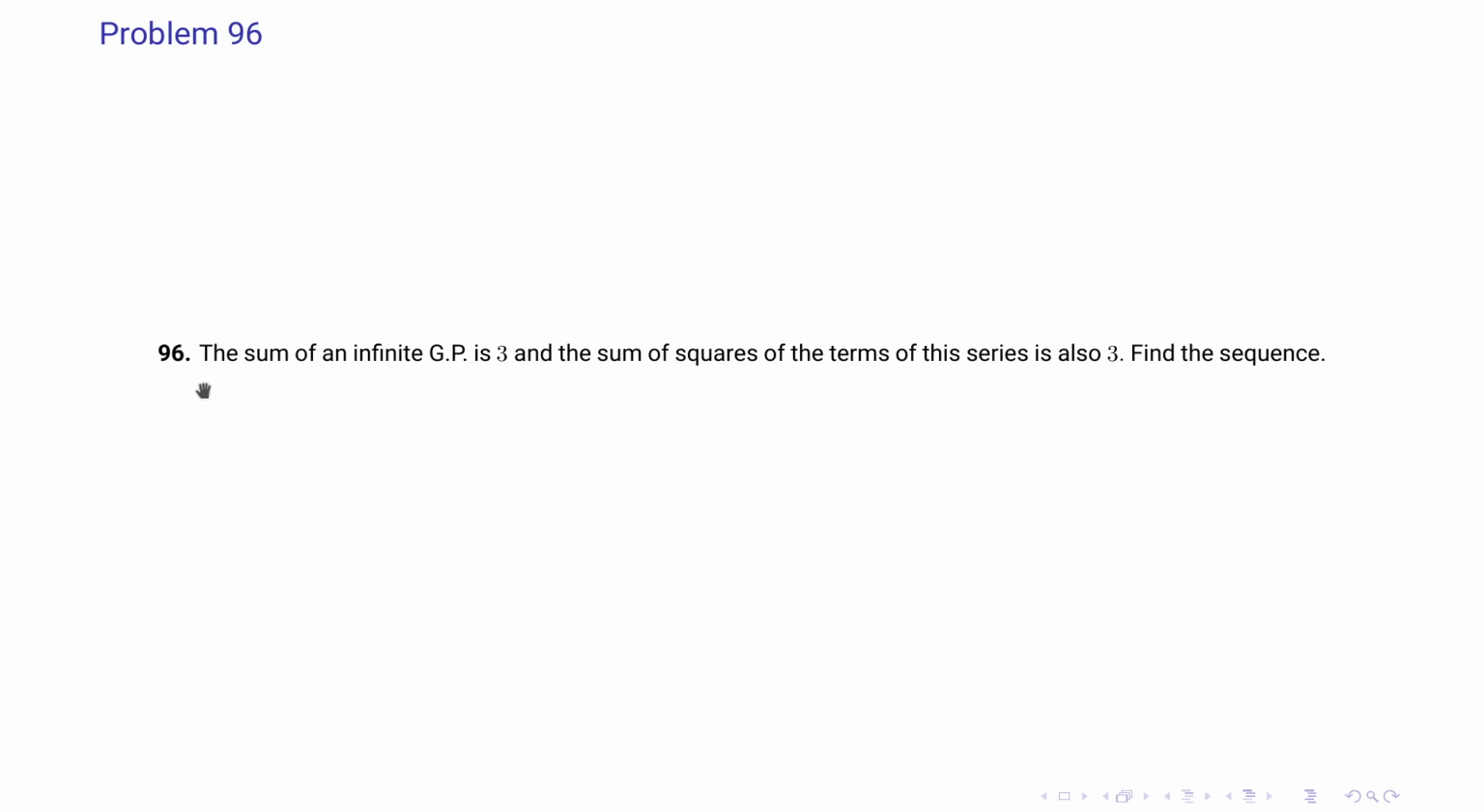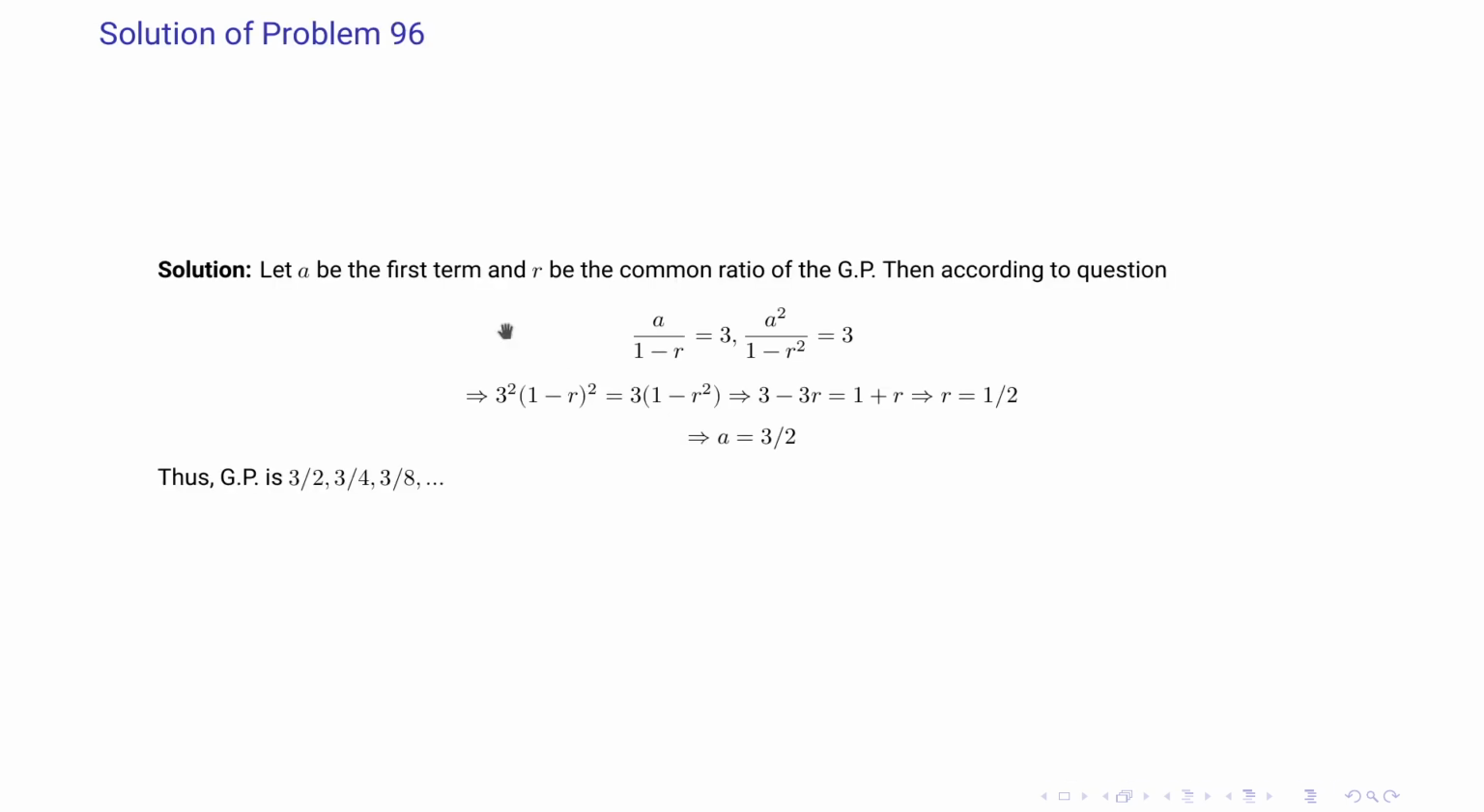Problem 96 is that the sum of an infinite GP is 3 and the sum of squares of the terms of this series is also 3. Find the sequence. So like the previous problem, we have A by 1 minus R is equal to 3, A square by 1 minus R square is also 3. So we again solve the equations and we get R as half and A is equal to 3 by 2. So our series this time is 3 by 2, 3 by 4, 3 by 8 and so on.